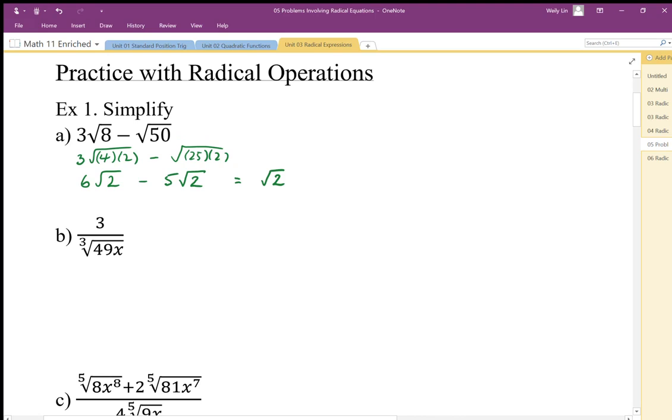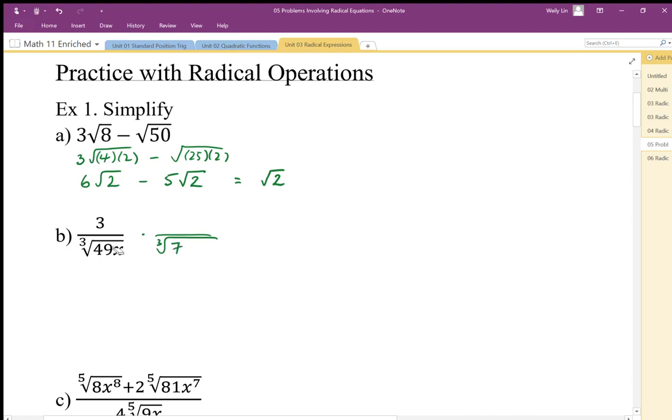Here we want to rationalize the denominator, which means that we need to make perfect cubes since this is a cube root. So to make a cube root, we need to multiply the denominator first of all with the cube root for the same index. And we need to know what number times 49 will give us a perfect cube. So this is 7 times 7. So if we multiply by one more 7, that will give us a perfect cube.